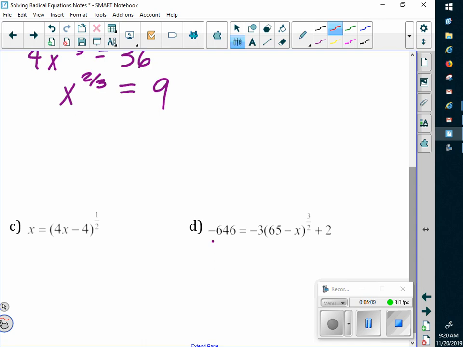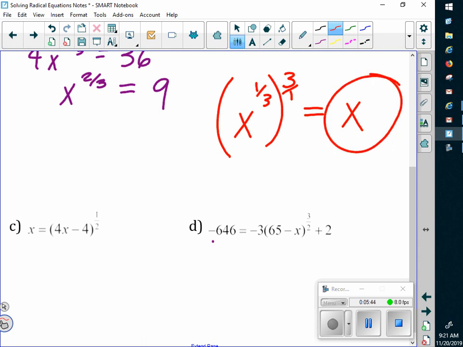Let me ask you a question. What happens if I raise that to the third power? That becomes x to the first, right? Because when you raise a power to a power, what do you do to the powers? Oh, when you raise a power to a power, you multiply. So what's 1/3 times 3? That's 3 over 3, which is 1. So that's x to the first, right? And don't I want to get x by itself?